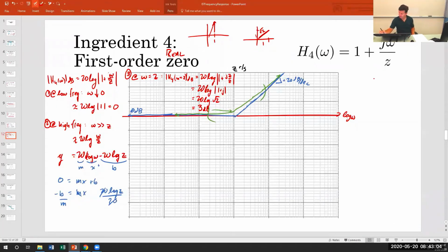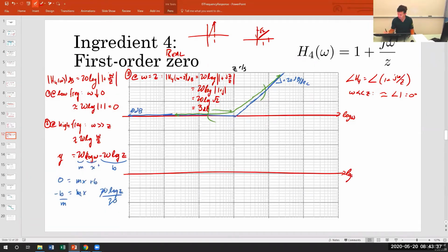Okay, let's talk about phase. So the phase of H4 is the phase of quantity 1 plus j omega over z. Now we're going to do another kind of low frequency, high frequency, mid frequency analysis here. So when omega is much, much less than z, then this phase looks like the phase of 1, which is 0 degrees. So let's get another axis down here. And for frequencies down here, we're sitting at 0 degrees, asymptotically.